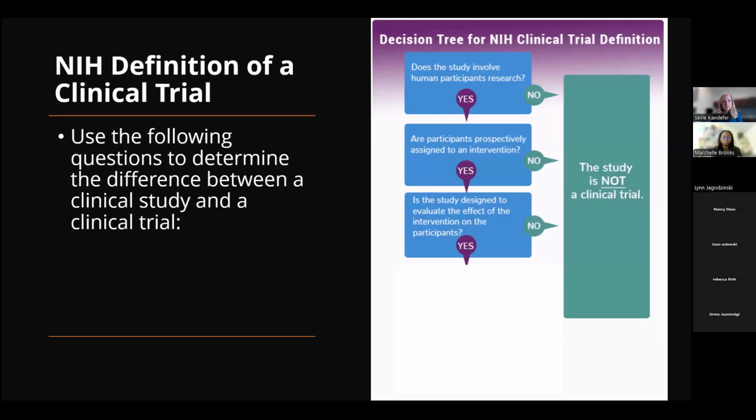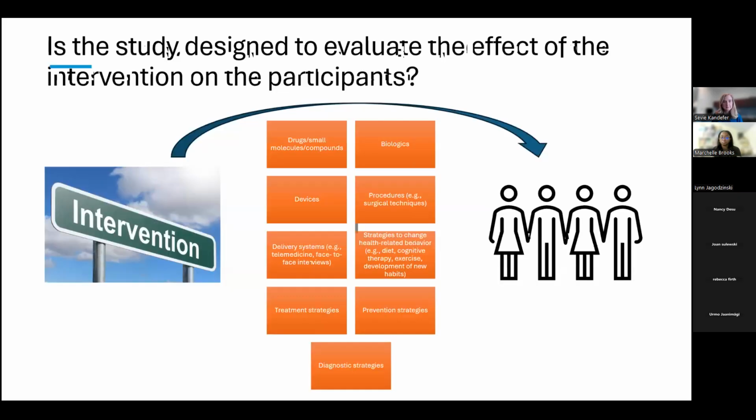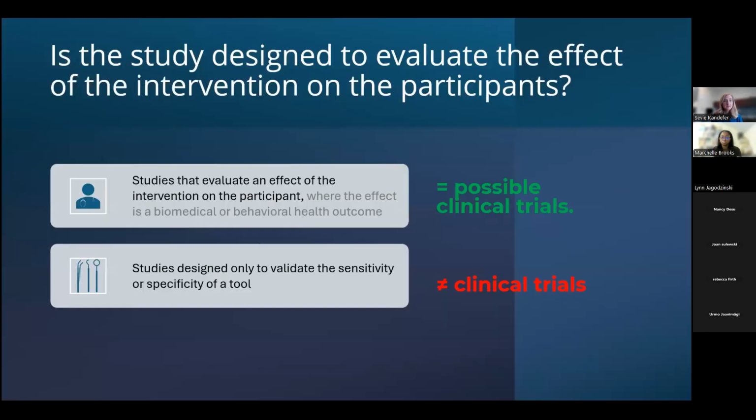So if you have human subjects that are being prospectively assigned to an intervention by the researcher, the next question you would ask is: is the study designed to evaluate the effect of the intervention on the participants? So we have examples of interventions. You're really looking to see, does that intervention affect your participants? If the study is designed to evaluate the effect of the intervention on the participant, you may have a clinical trial. If the study is designed only to validate the sensitivity or specificity of a tool or gather feedback about the intervention, then that is not a clinical trial.